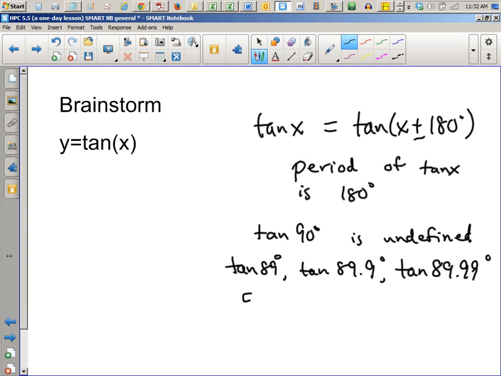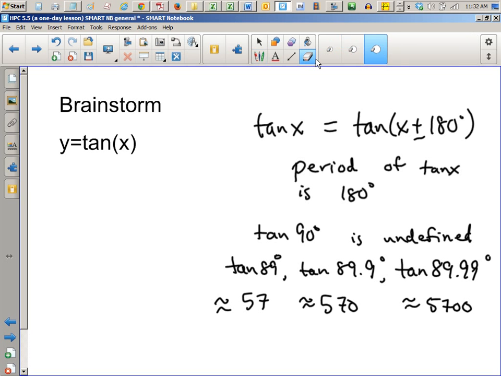these were going like 57, 570, remember? 5,700, I'm rounding. But these numbers were growing. That is an important fact to know for today, okay?